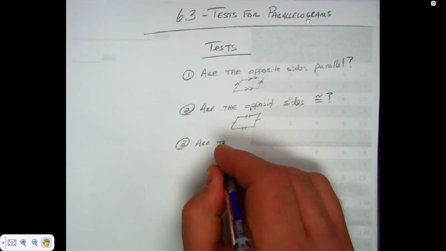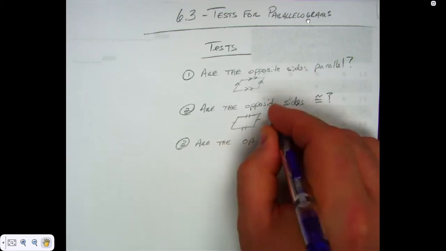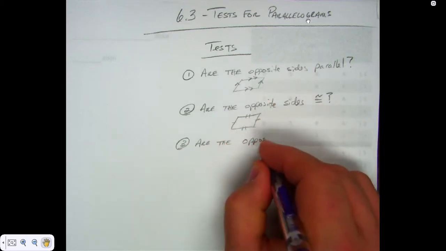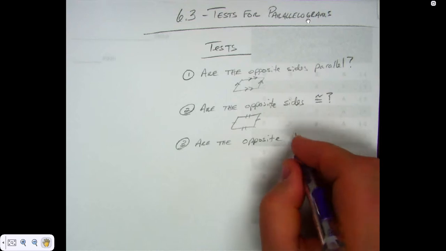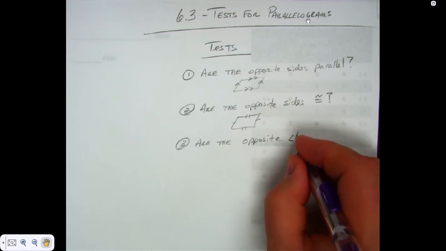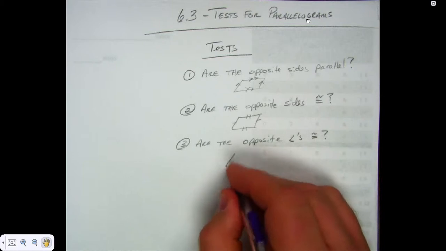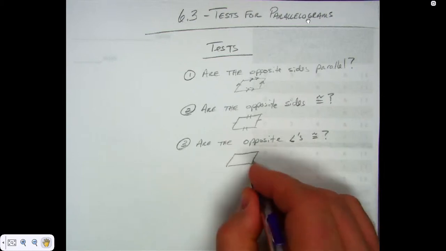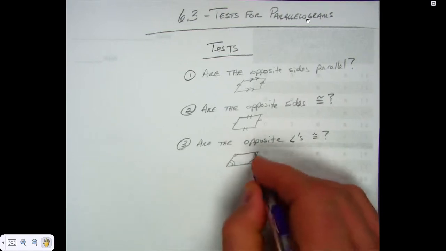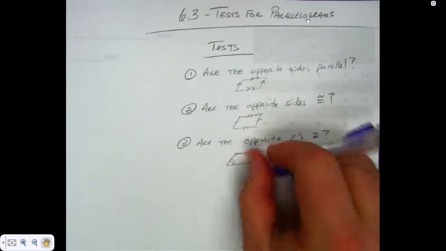What do you think the next one's going to be? Are the opposite, what's left? Angles congruent. If so, then what? It's a parallelogram. Does this look familiar?